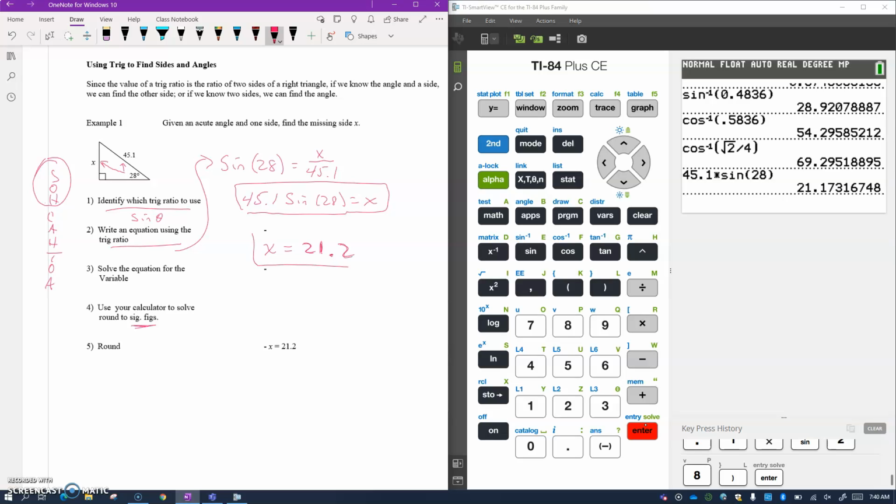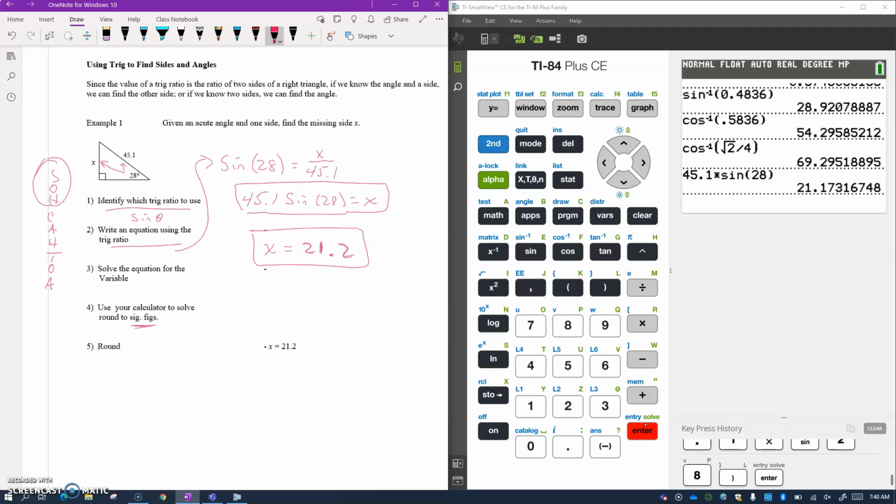21.2 for my side length. All right, and this is really the heart of the benefit of trig. Notice how we took a right triangle, we knew one side, and we solved for the other. Now I could lean on the Pythagorean theorem, or I could lean on a different trig ratio to find that last side if I needed to.